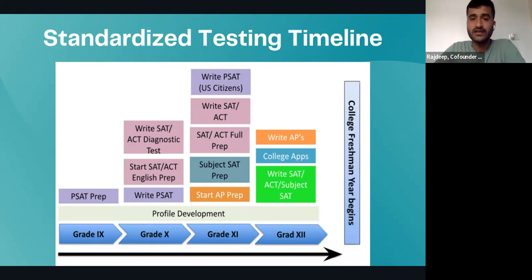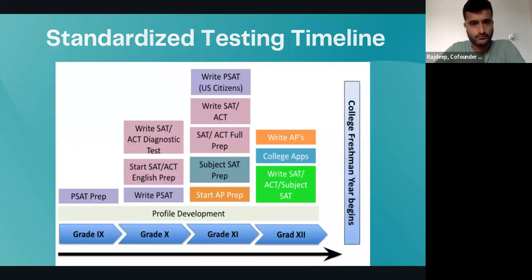So can you do it in grade 12? You can definitely do it. However, you're not doing it for college applications now. It's purely for college credit purposes, right? So you have to be very clear why you are doing it, and hence you can do it in grade 12 also.